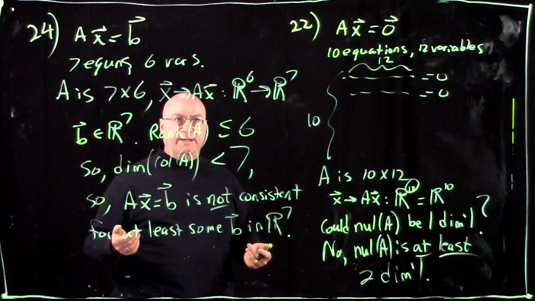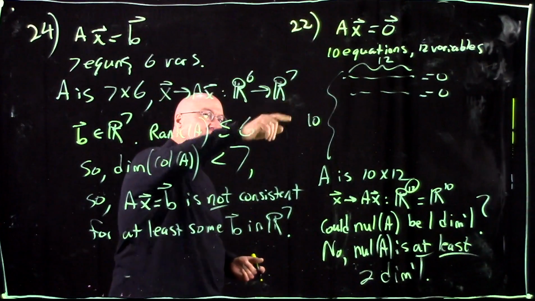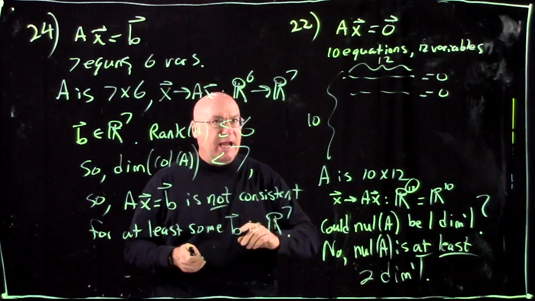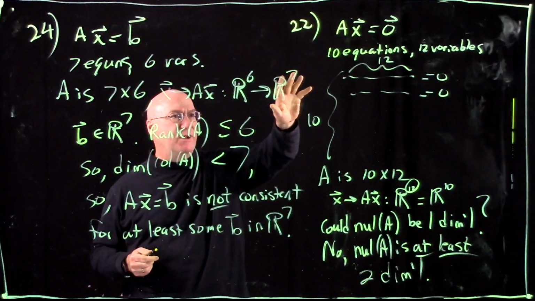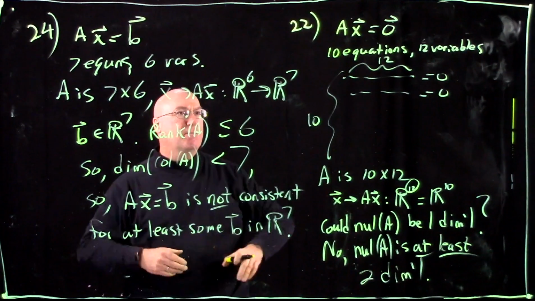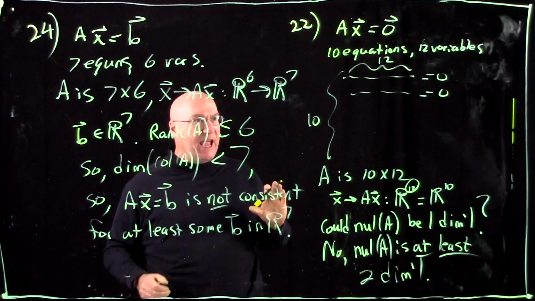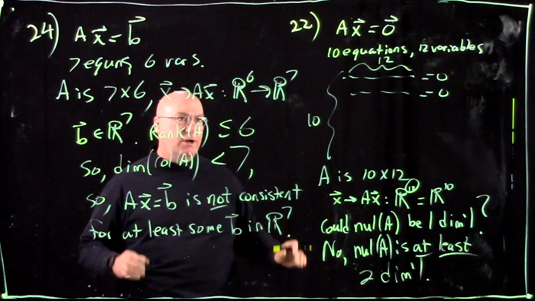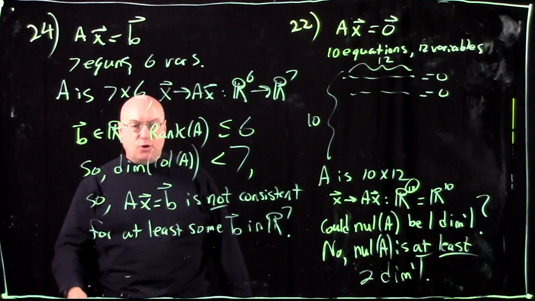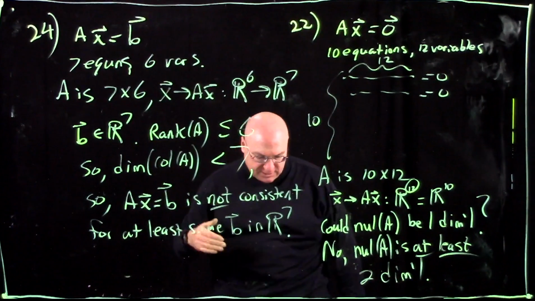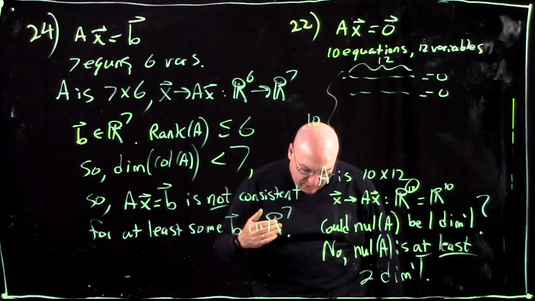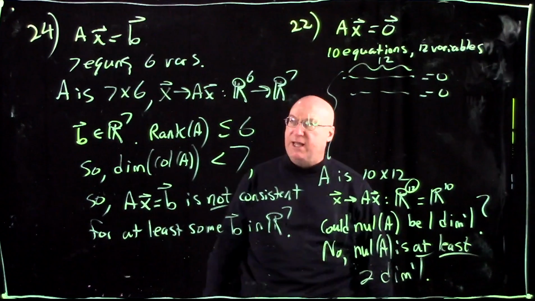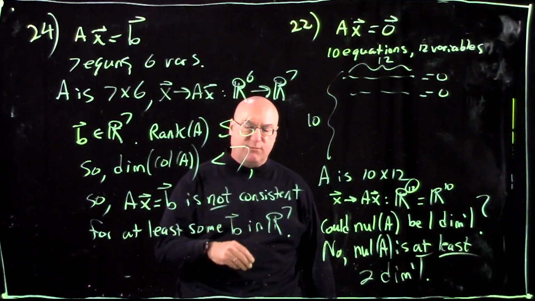Let me just reiterate that. I'm starting in R6 and I'm going to R7, right? And this is a linear mapping. There is no way to fill out R7 when I'm starting with just 6 dimensions. My rank is at most 6. I can't get a 7-dimensional output. I can't get up to R7. I'm going to have a proper subset of R7. So it's not consistent. So the answer is no for the second one. Is it possible for a non-homogeneous system to have a unique solution for every right-hand side? The answer is no. We're not going to have a solution for some right-hand sides.